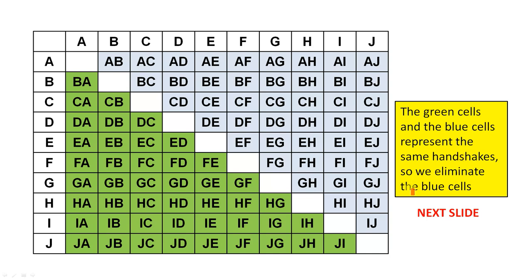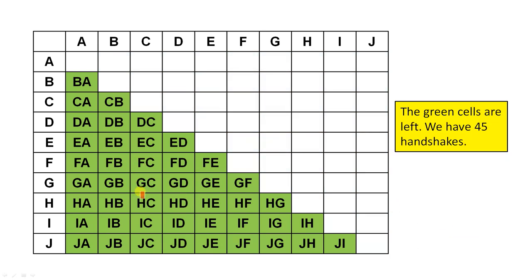So we eliminate the blue cells. See, because AB is the same as BA, they only do one handshake. And it's the same for all the others, so we don't need all this here, because they are just repetition of handshakes. So let's have a look what we have when these blue cells are eliminated. So we go to the next slide, and all we have left are these green cells here.